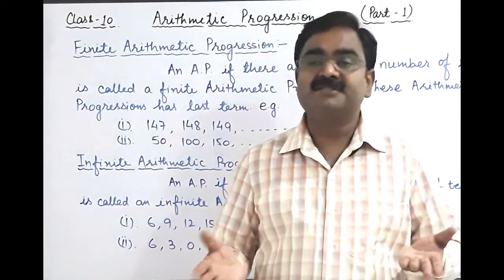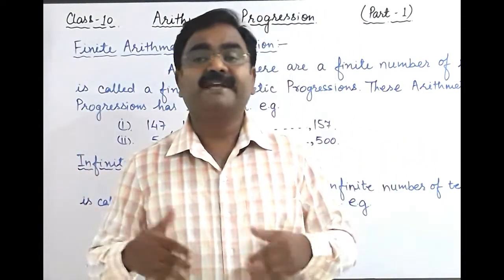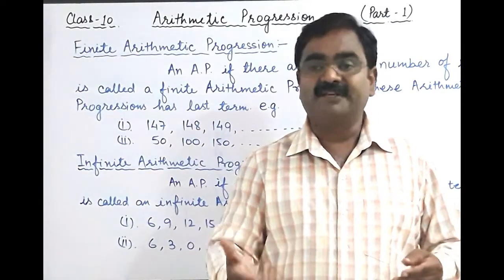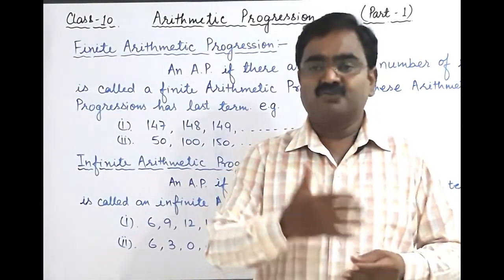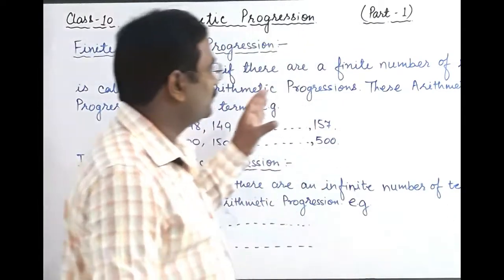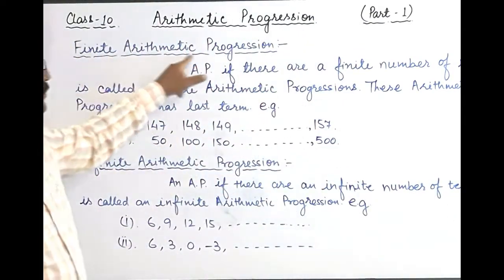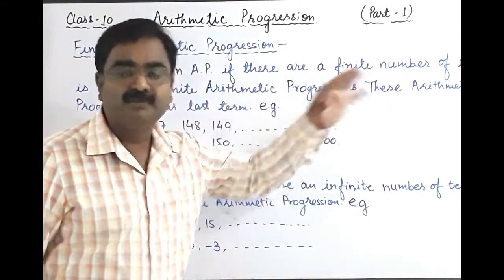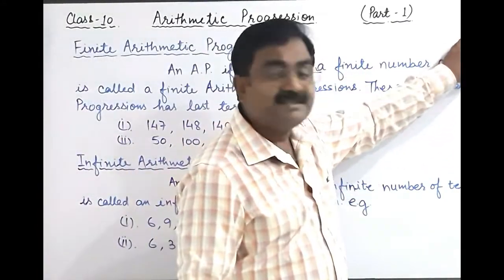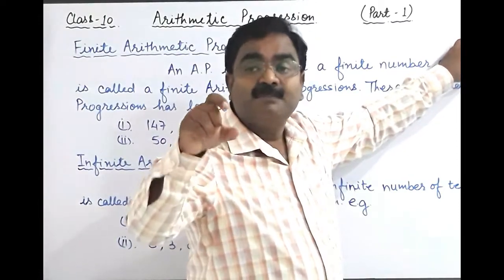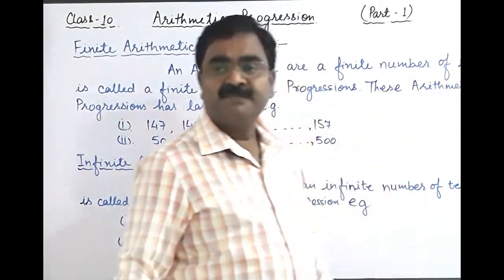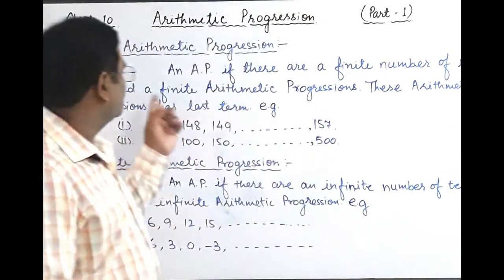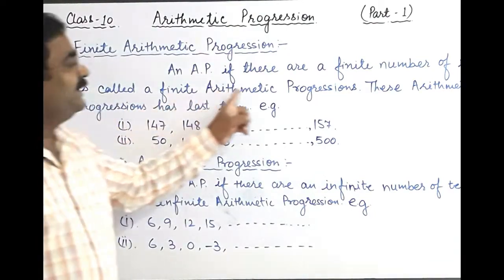And infinite means it is unlimited, we cannot count it, हम उसको count नहीं कर सकते. So that is the meaning of infinite. The same is the meaning here also. In a finite arithmetic progression, if there are a finite number of terms, it means in that series, in that sequence, in that progression the number of terms is finite, that is countable. Finite terms is called a finite arithmetic progression.